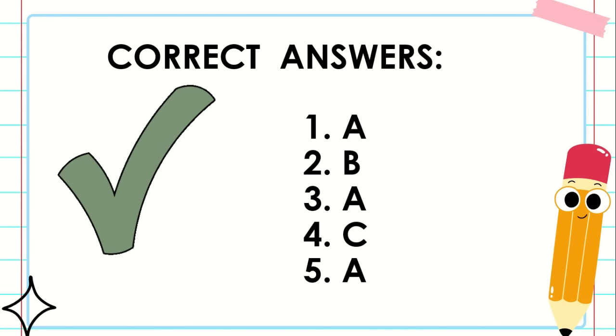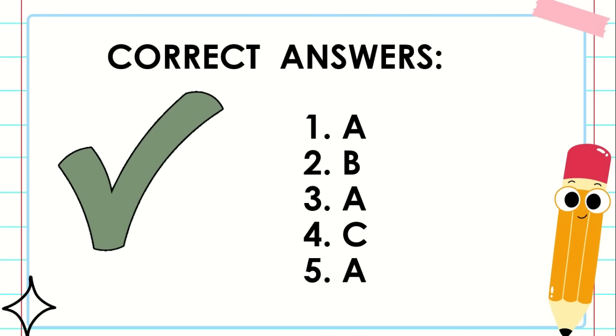Here are the correct answers. For number 1, letter A. Number 2, B. Number 3, A. Number 4, C. And number 5 is letter A.